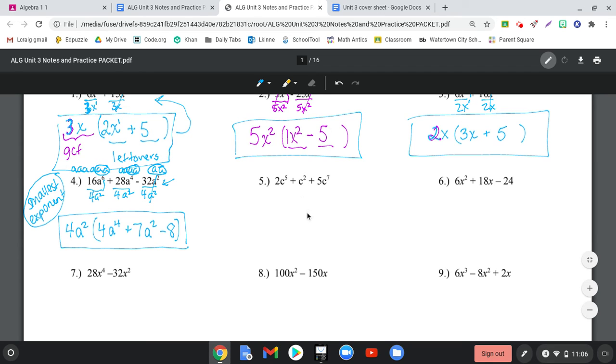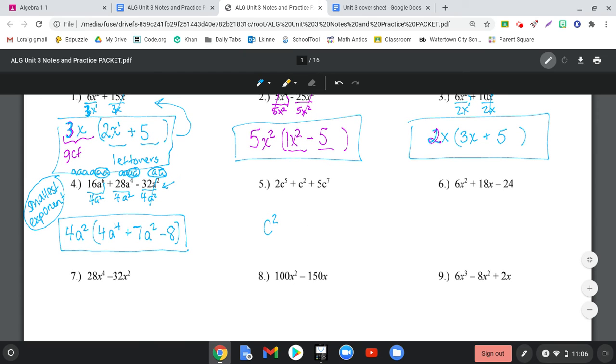I can take at least 2 C's out of every one. So C squared is my GCF. All right. Now let's just divide everything by C squared.